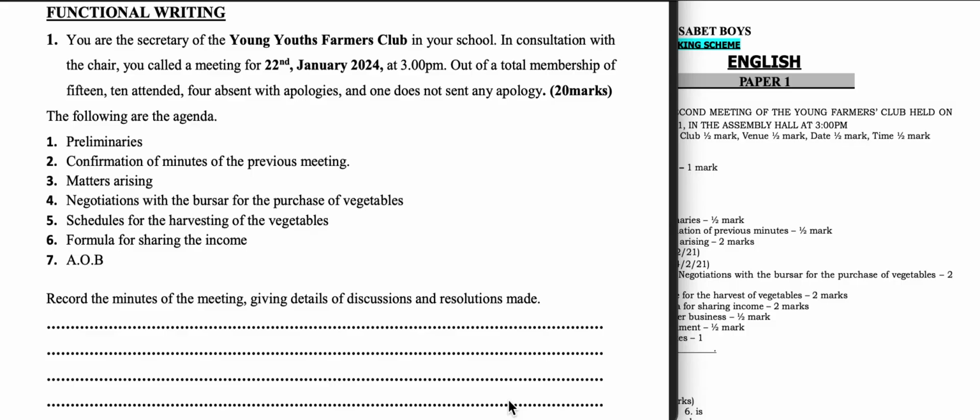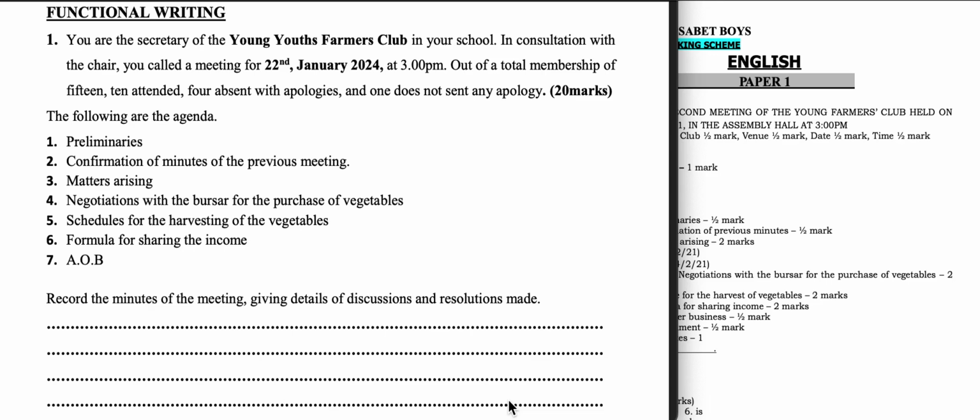Welcome. Today we are going to look at English Paper 1, questions and answers. So this is Paper 1, Question 1, functional writing. You are the secretary of the Young Farmers Club in your school. In consultation with the chair, you called a meeting for 22nd January 2024 at 3 p.m. Out of a total membership of 15, 10 attended, 4 were absent with apologies, and 1 did not send any apology.